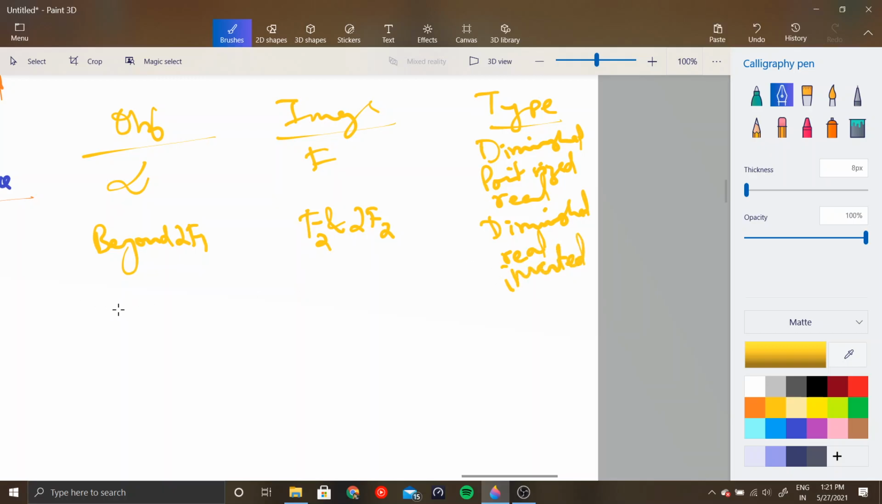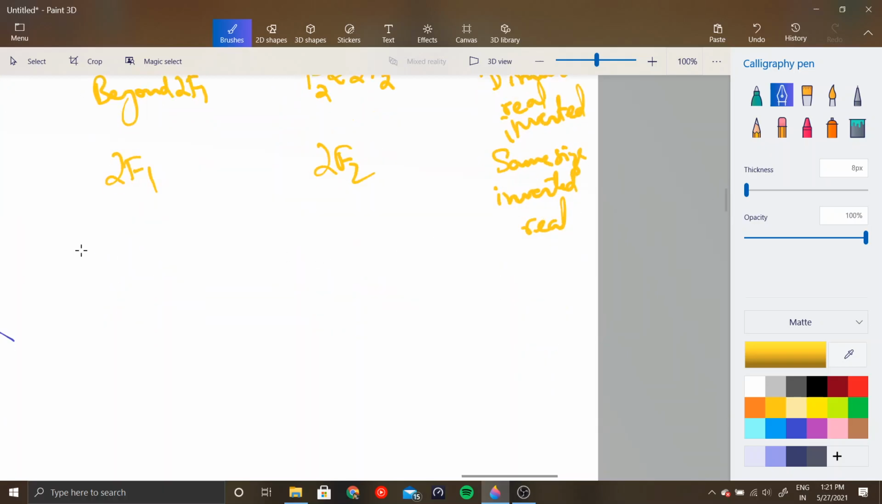At 2f1, the image is formed at 2f2. It is the same size, inverted, and real. You see that as you are moving closer, the image is going far off, and its size is actually increasing. Between 2f1 and f1, the image is formed beyond 2f2, enlarged, real, inverted.